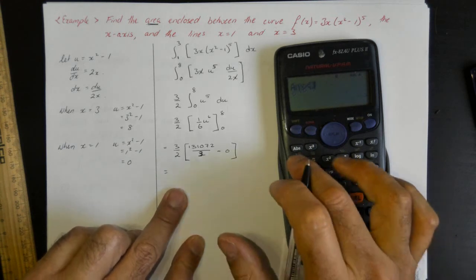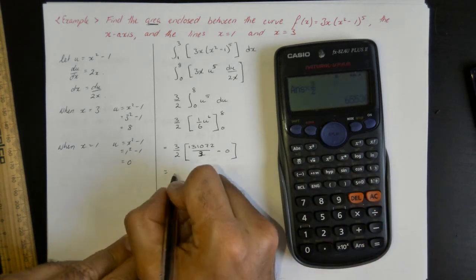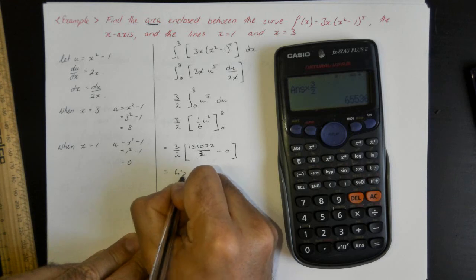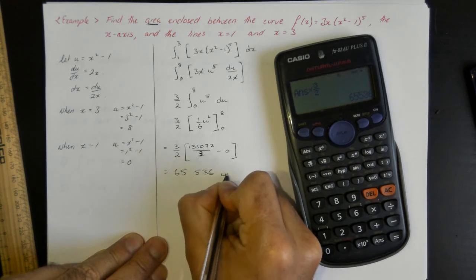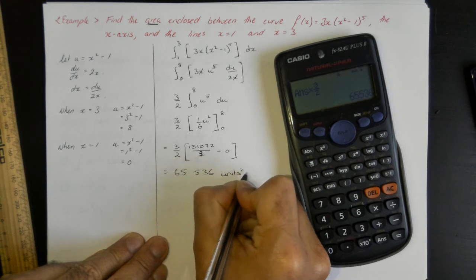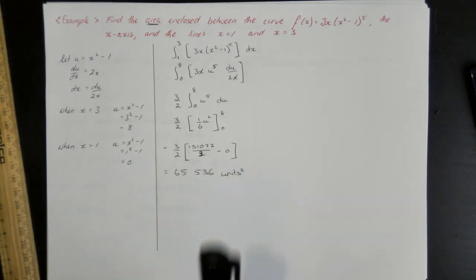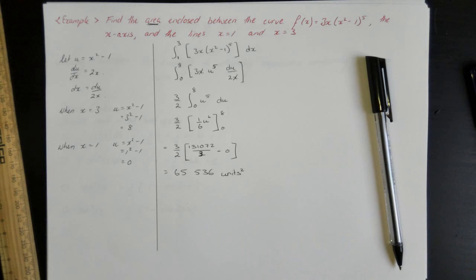Times that by 3 on 2 gives us 65,536 units squared. Okay, and that's it. Good luck.